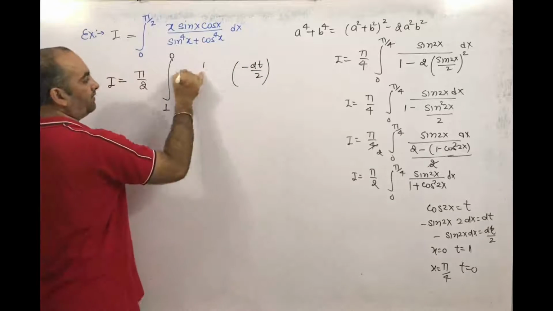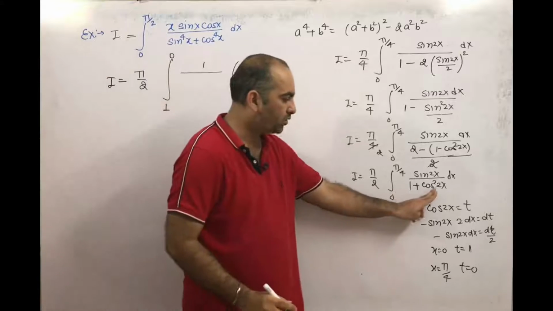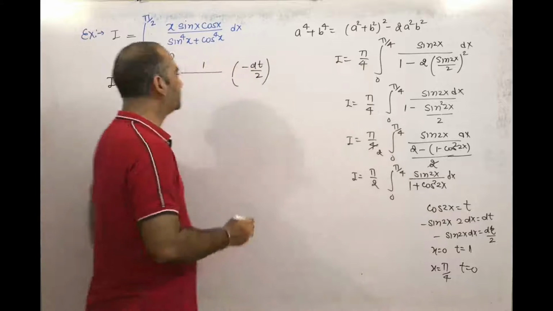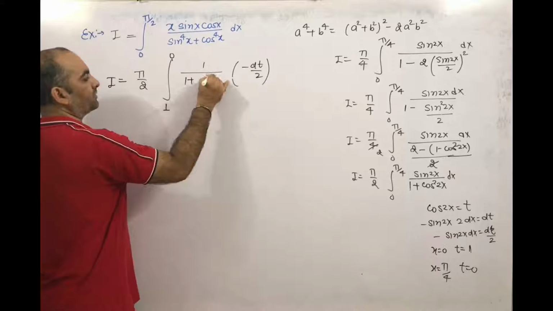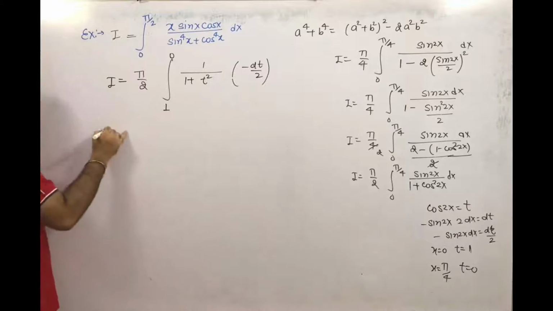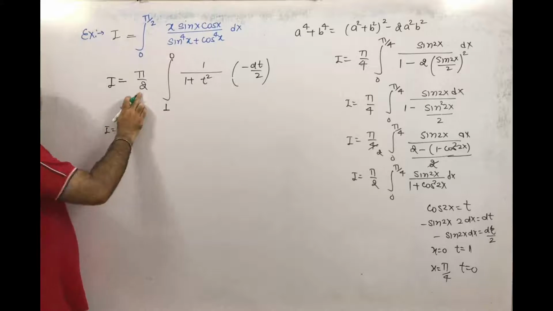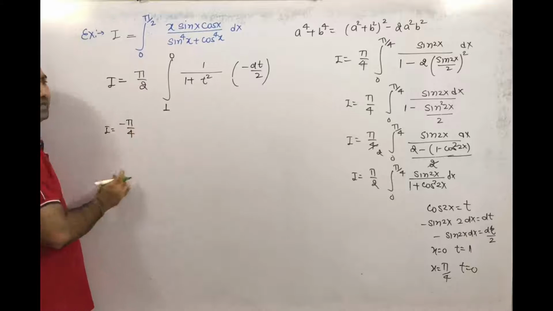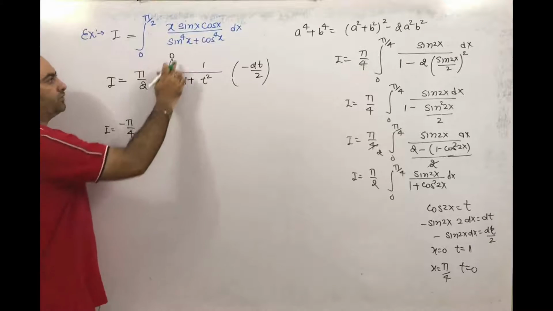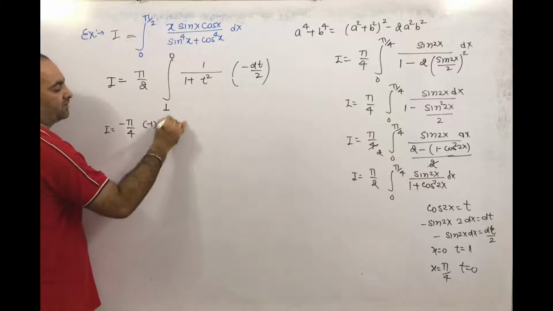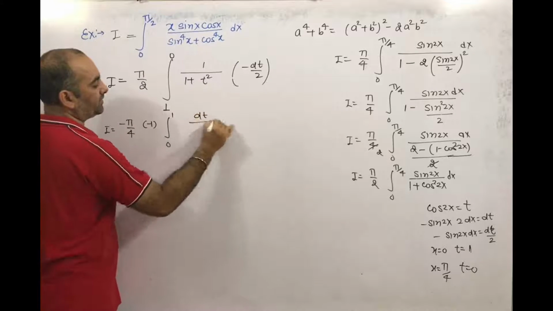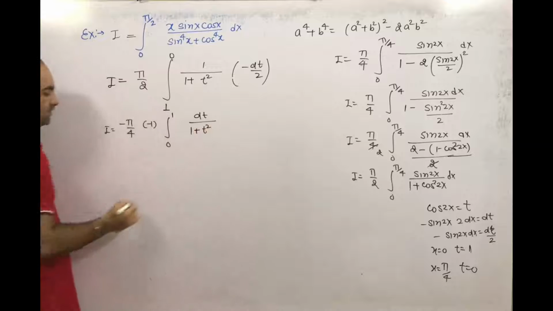Okay, and 1 divided by 1 plus cos 2x whole square. So 1 plus cos 2x is t, so t square, so 1 plus t square will come. So this one we can write I equal to pi by 2, and this is minus 1 by 2, so we can take outside minus pi by 4. The limit is 1 to 0, so if you interchange, minus 1, limit interchange 0 to 1, and dt divided by 1 plus t square. This will come.